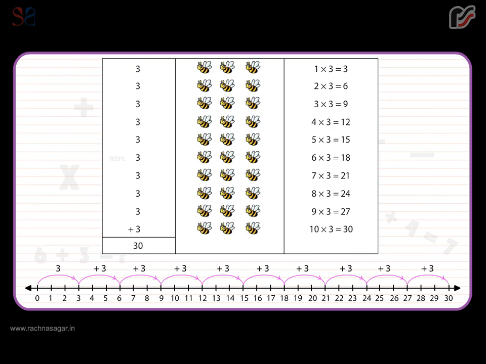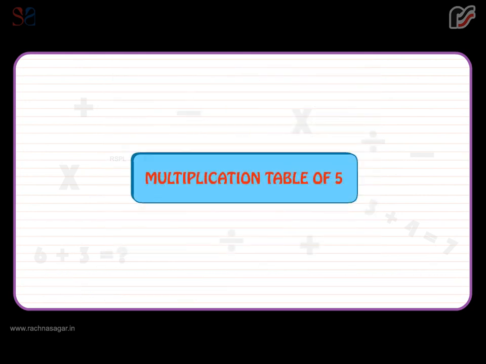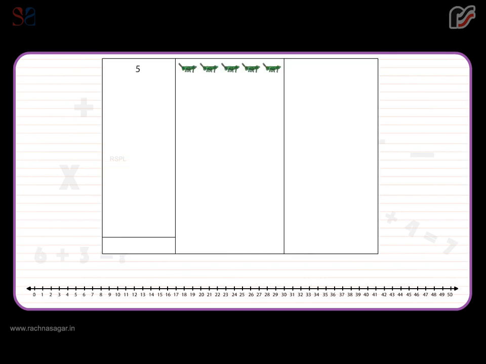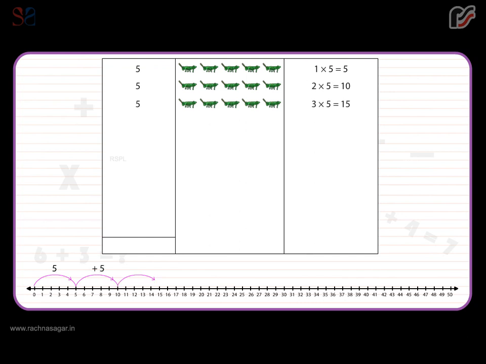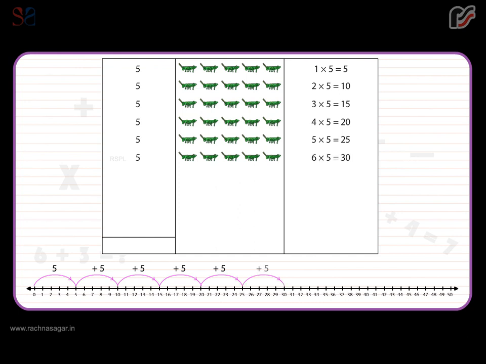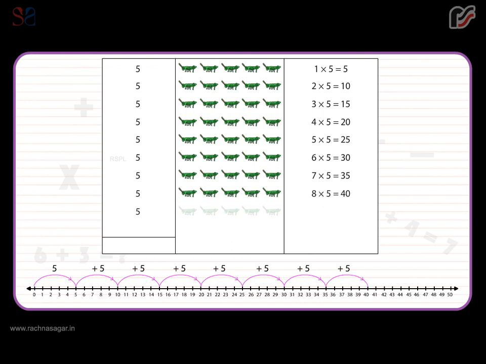Multiplication table of 5. 1 times 5 is equal to 5. 2 times 5 is equal to 10. 3 times 5 is equal to 15. 4 times 5 is equal to 20. 5 times 5 is equal to 25. 6 times 5 is equal to 30. 7 times 5 is equal to 35. 8 times 5 is equal to 40. 9 times 5 is equal to 45. 10 times 5 is equal to 50.